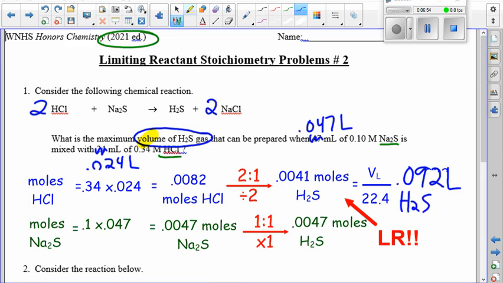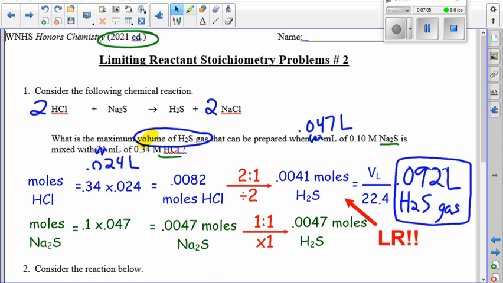H2S gas. And of course, I'm a model student, so I'm going to go ahead and put a box around this guy right here. Boom, boom, boom. 0.092 liters of H2S gas. And so that's a wrap on problem number 1. It's a great preparation problem getting ready for your quiz on Friday.